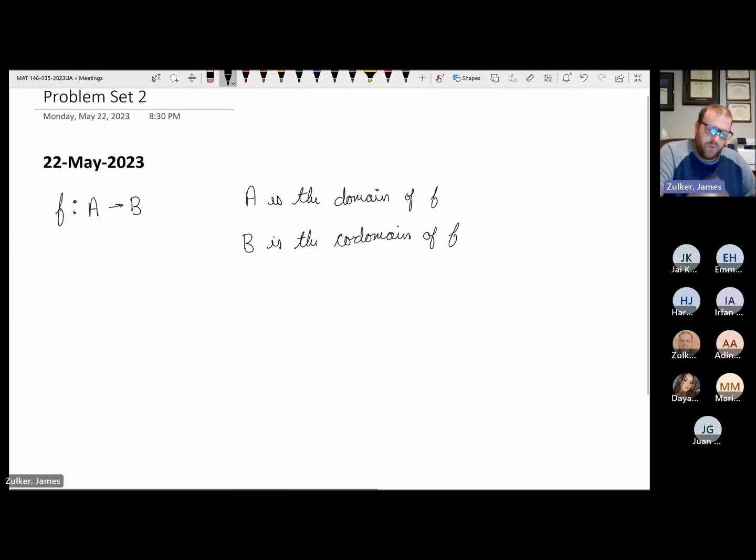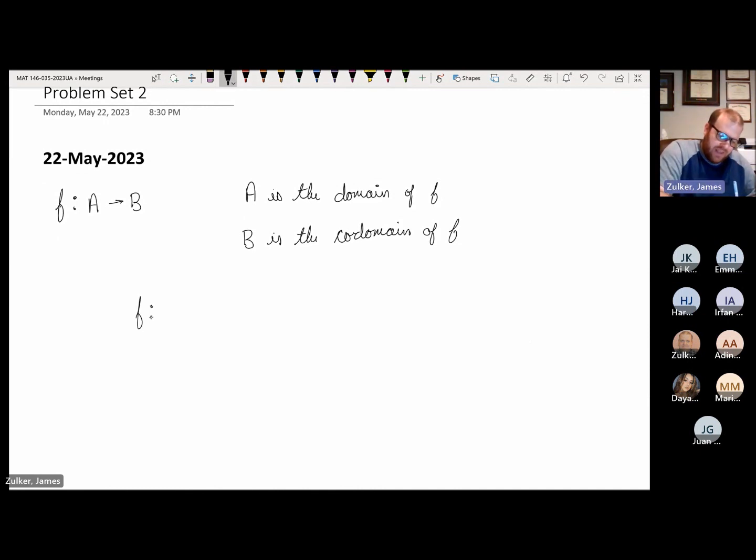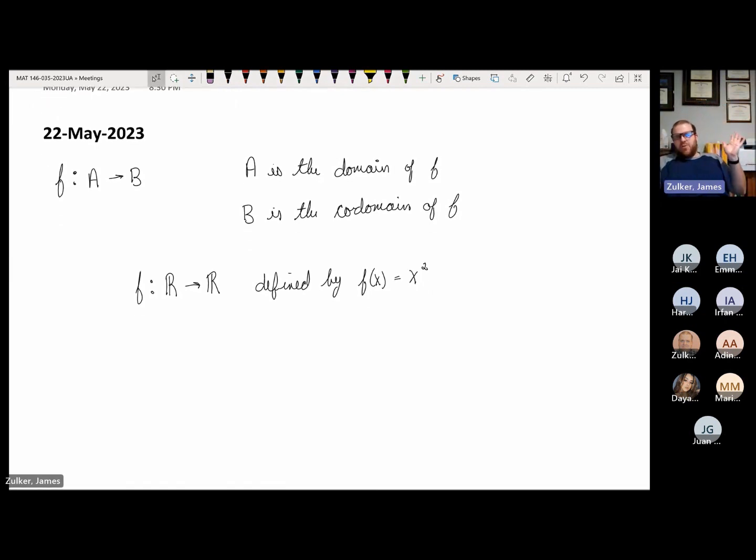Right. So for example, we can say f is a function from the real numbers into the real numbers defined by f of x equals x squared. Okay. So what this is saying is that the domain of x squared is all real numbers.